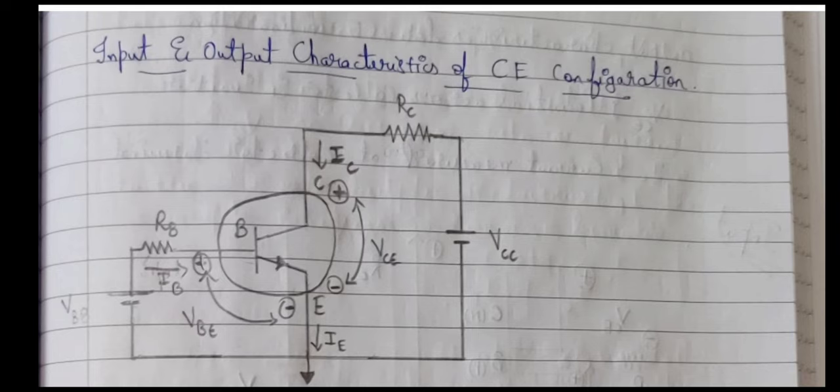Input and output characteristics of CE configuration. So far we have learnt that CE configuration means common emitter configuration, right? And common emitter configuration means the input signal and output signal have a common terminal, that is the emitter terminal. The input signal is applied between the base and emitter junction, and the output signal is measured between the collector junction and the emitter junction. This is all we know about the CE configuration.